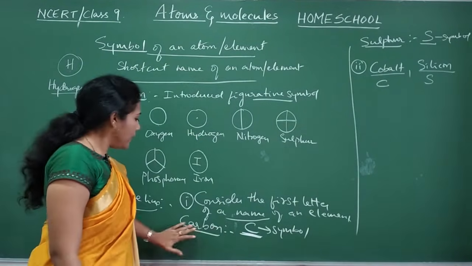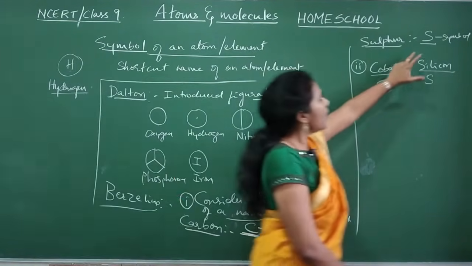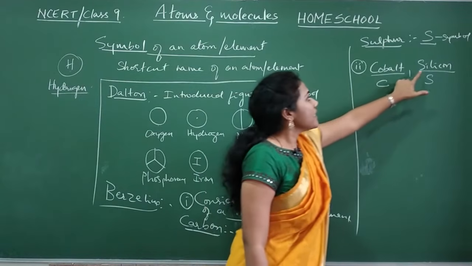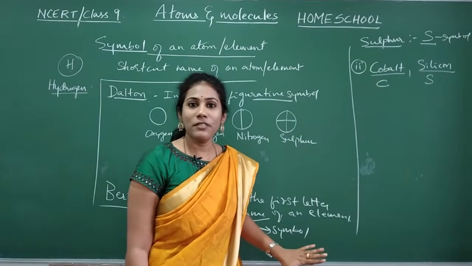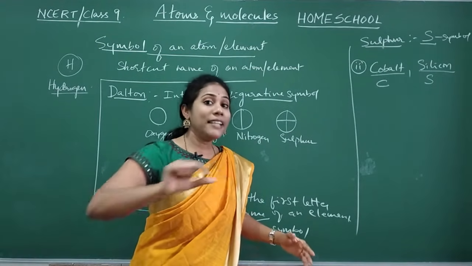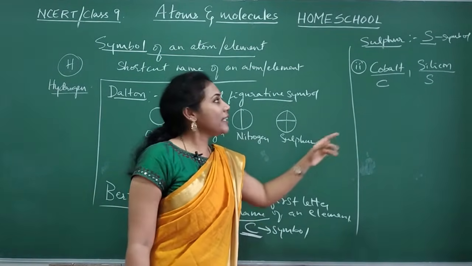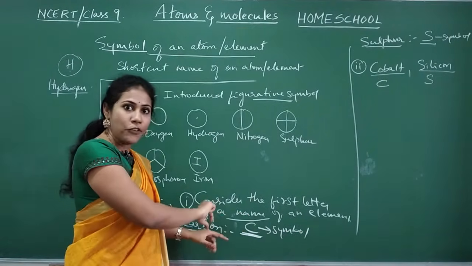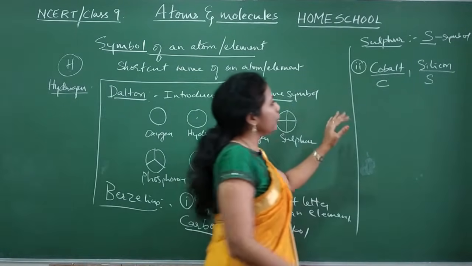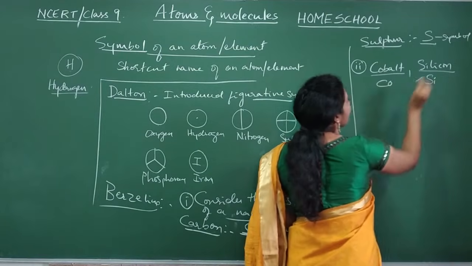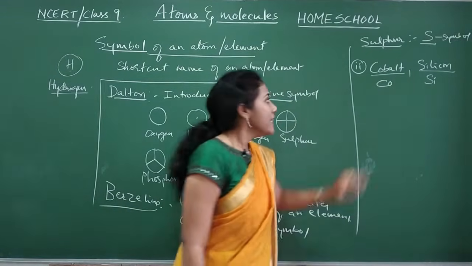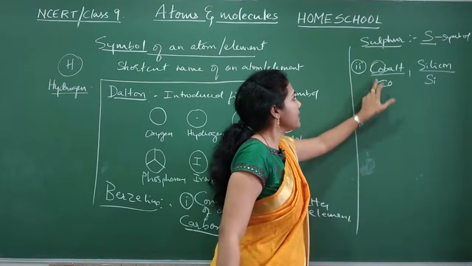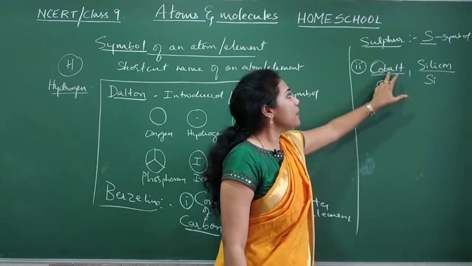C was already given for the element carbon. S was already given for the element sulfur. So for cobalt, you can't give C. For silicon, you can't give S. Yes or no? So, in that confusion, a small correction he made. In case you already have those letters as a symbol for some other elements, then you can use the starting two letters as the symbol of an element. See, C is already there for carbon, so use the starting two letters. What are the two letters? C is there, O is there. So Co is the symbol for cobalt.